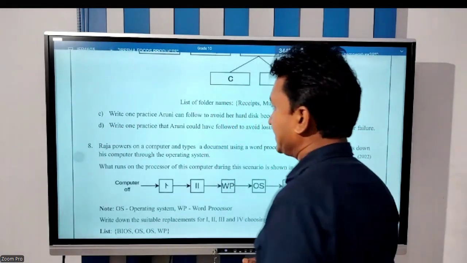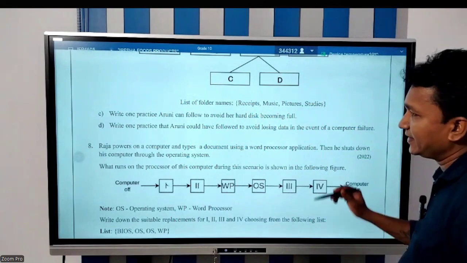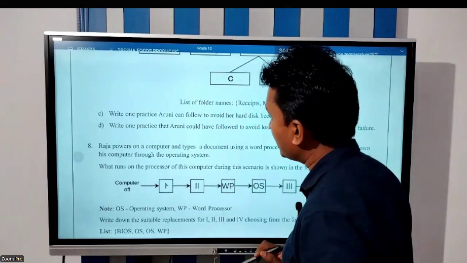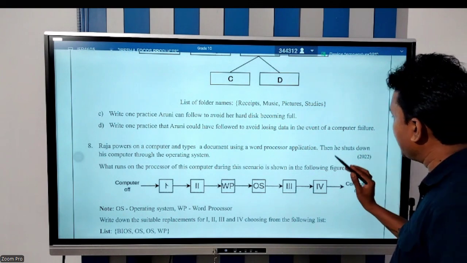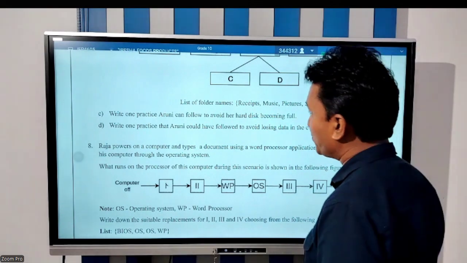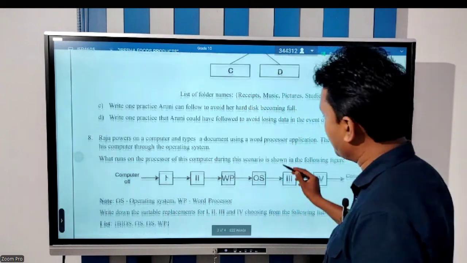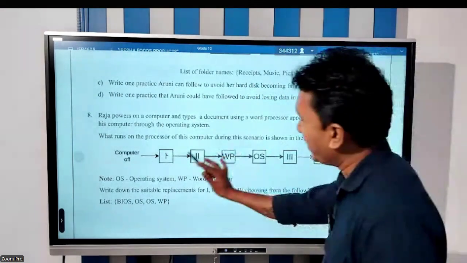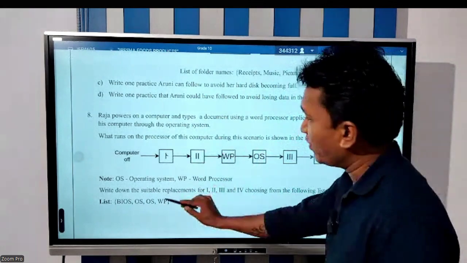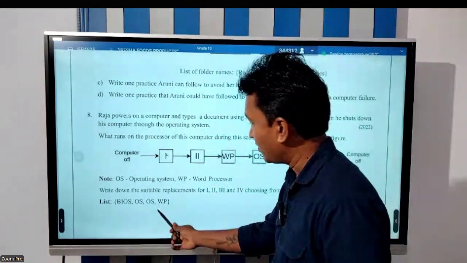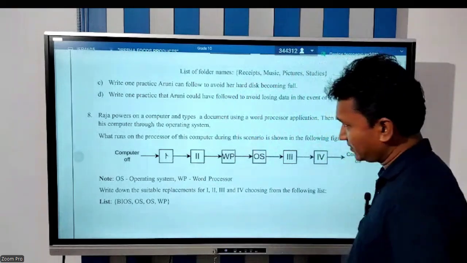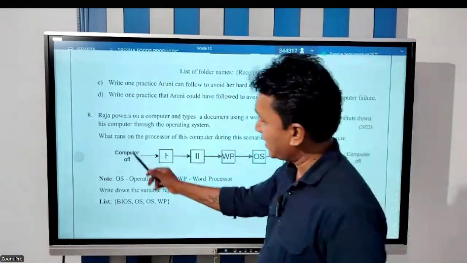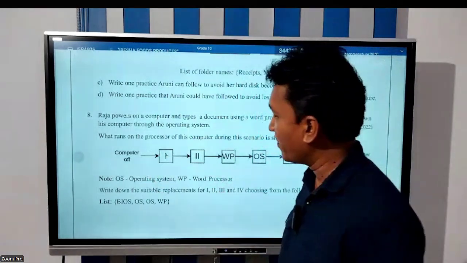Right? Question number 8. Raja powers on computer and types a document using a word processing application. Then he shuts down his computer through the operating system. Right? So we have to write the order. It has given BIOS, operating system, word processor. So what will happen once the computer starts, it will go to the BIOS.